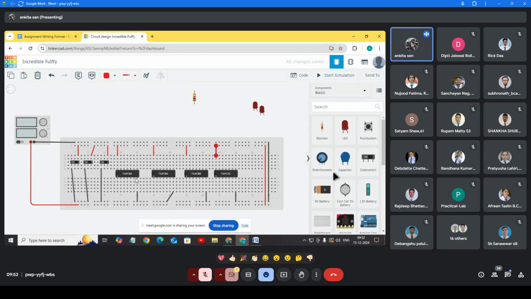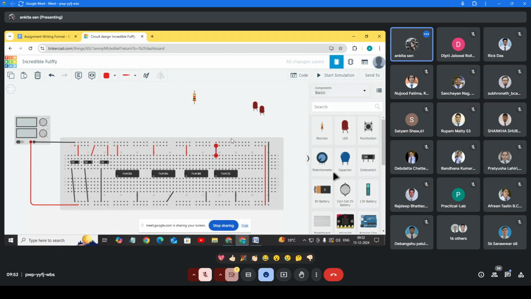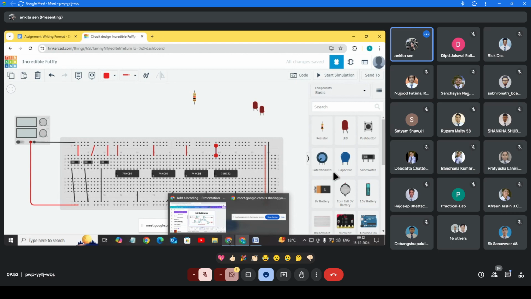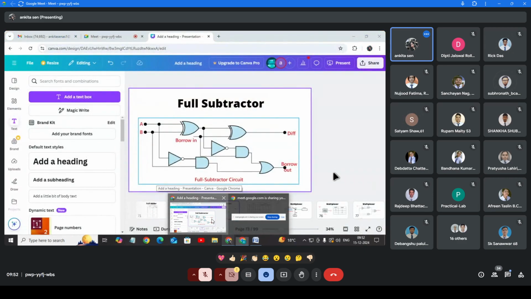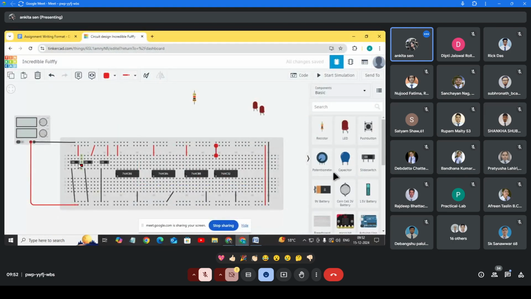Okay. Is it clear to everybody up to this? Yes, ma'am. Okay, next what you have to do? From the first two switches, you need to connect to the XOR gate, correct? Let's take these two switches as the first one.